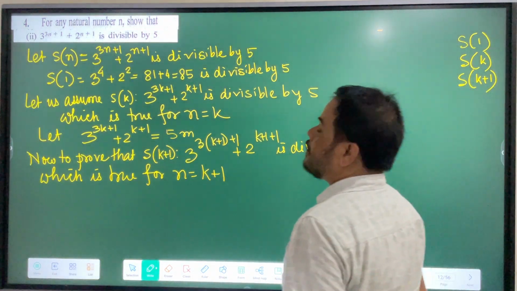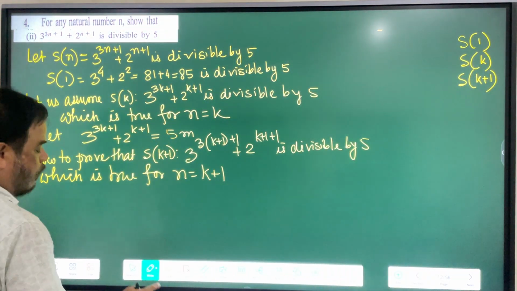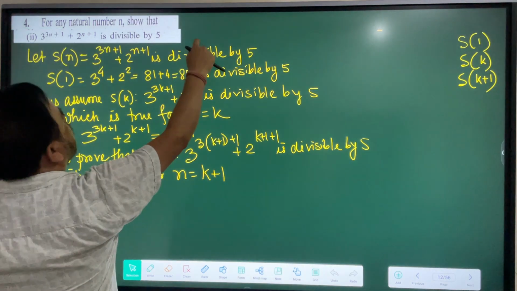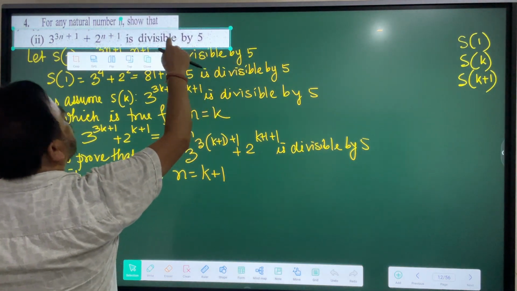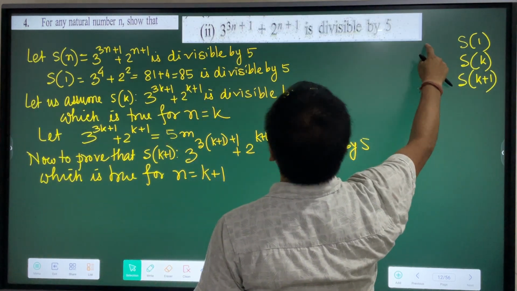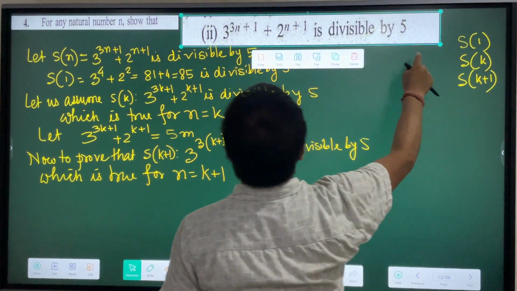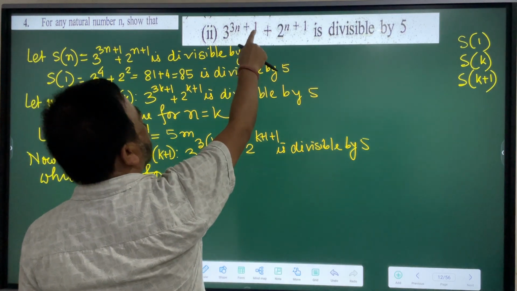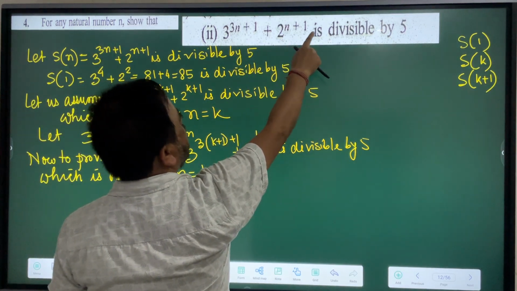This is divisible by 5. This question is written divisible by 5, as I have told you already. Divisible by, to show that 3 to the power 3n plus 1 plus 2 to the power n plus 1 is divisible by 5.